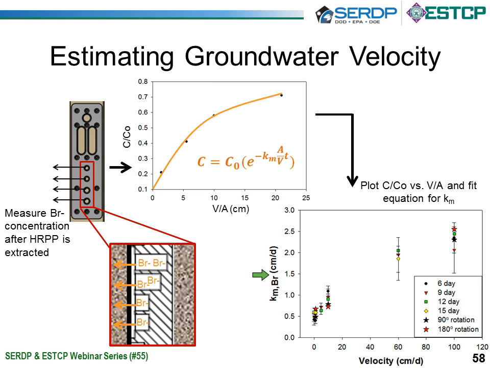And we've looked at this in a lot of different ways. And so we've evaluated the deployment time and also the sampler rotation. So whether that's directly into the flow, 90 degrees to the flow, or 180 degrees to the flow, and there's really no effect of those components.